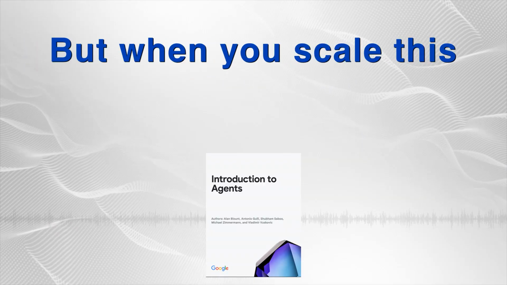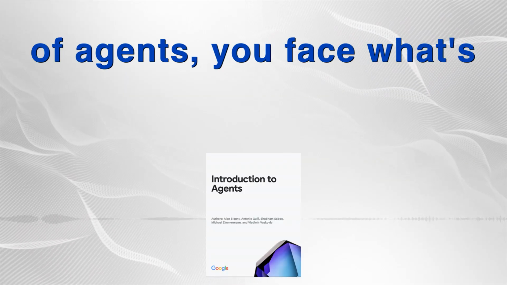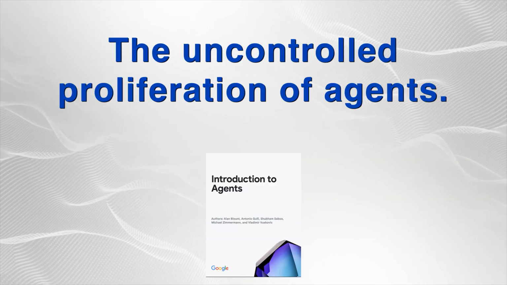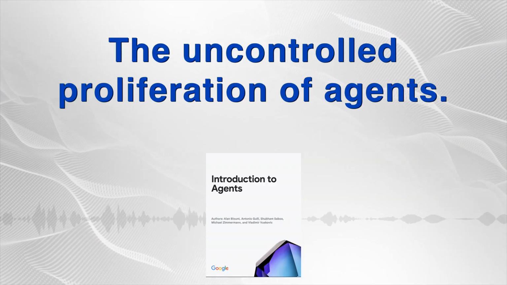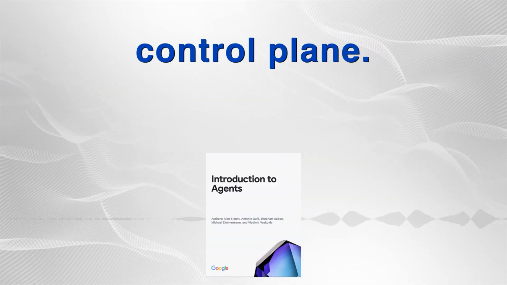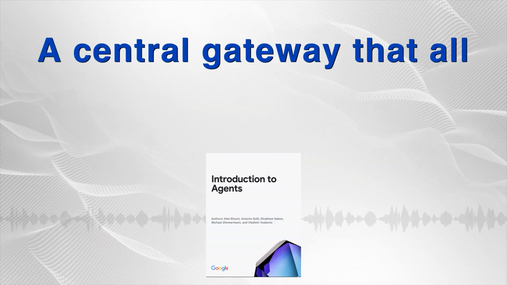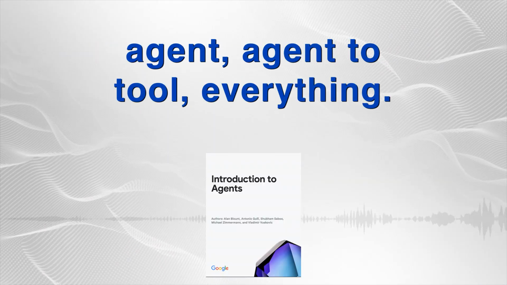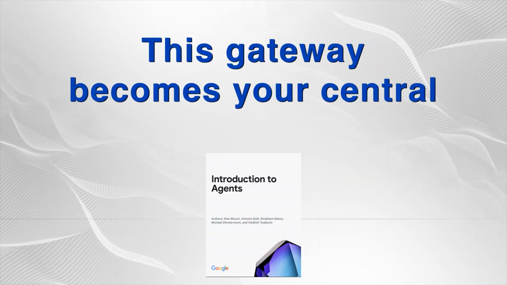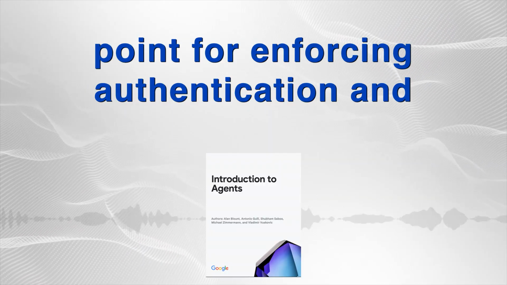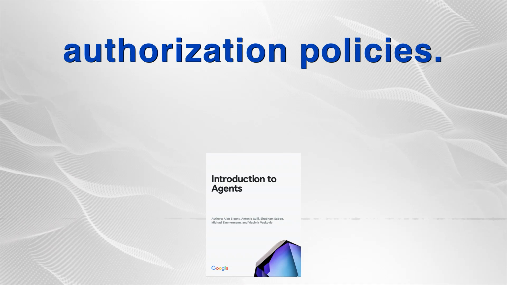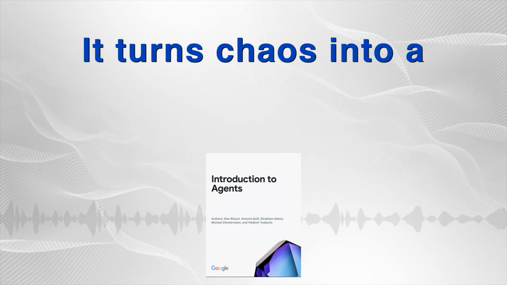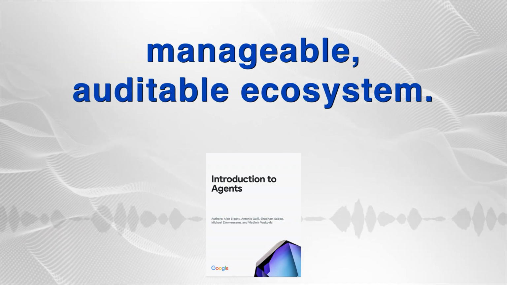Yeah. But when you scale this up to a whole fleet of agents, you face what's called agent sprawl, the uncontrolled proliferation of agents. The solution here is a control plane, a central gateway that all agent traffic must pass through. User to agent, agent to agent, agent to tool, everything. This gateway becomes your central point for enforcing authentication and authorization policies. It turns chaos into a manageable, auditable ecosystem.